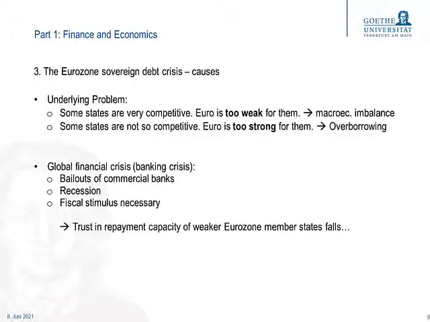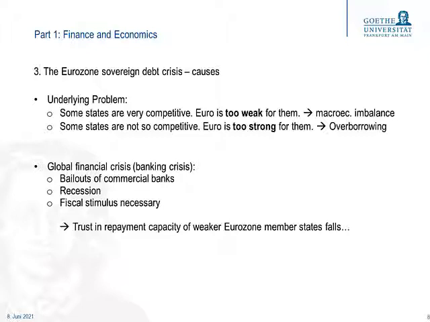Now, the underlying problem was that some members of the European Union have been very competitive. The euro was too weak for them. Germany is one of them. For example, it has, at least in recent years, benefited enormously from a cheap euro, which more or less was a huge export subsidy for it. For other states, it's the exact contrary. They're not so competitive, but they have a high value currency, and that sort of kills their competitive advantage. And they have to make up for their current account deficit by borrowing money from abroad, and they're overborrowing.